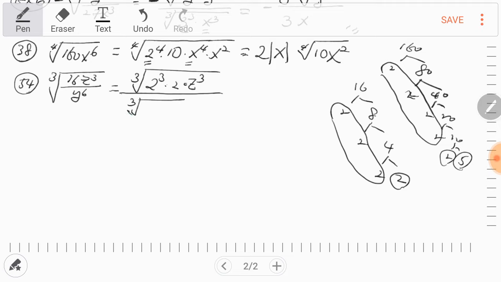6 is 3 plus 3, or y cubed squared. 6 is 3 times 2, so we can write it as y cubed times y cubed. So this is equal to, from the numerator we can take 2 out, z out, then the cube root of 2 stays inside. And from the denominator we can take this base y cubed out.